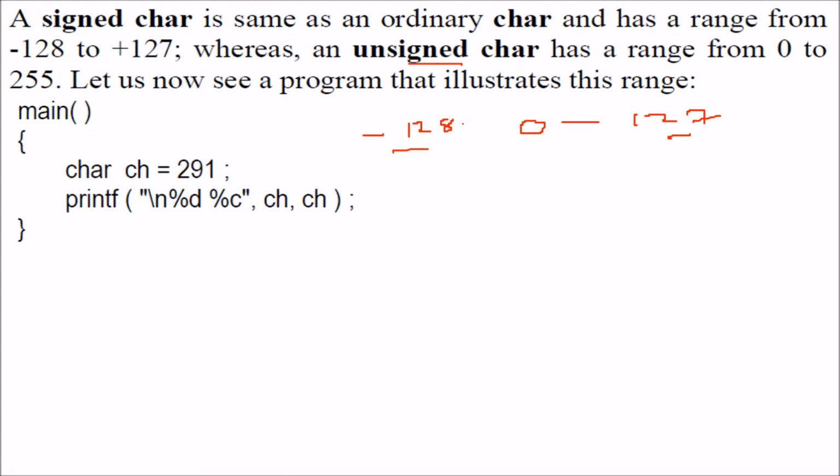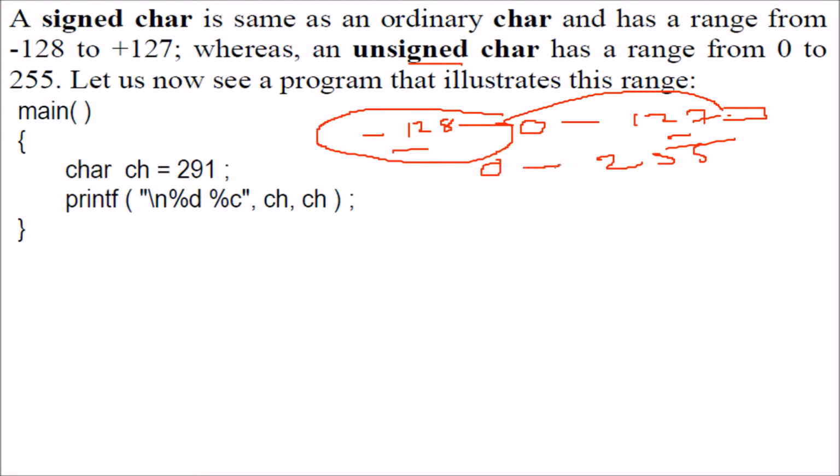When you take an unsigned character, this negative side goes over here, and now it is added. So this will be 127 plus 128, and you get 255. So the range is from 0 to 255. So let us see a program now.